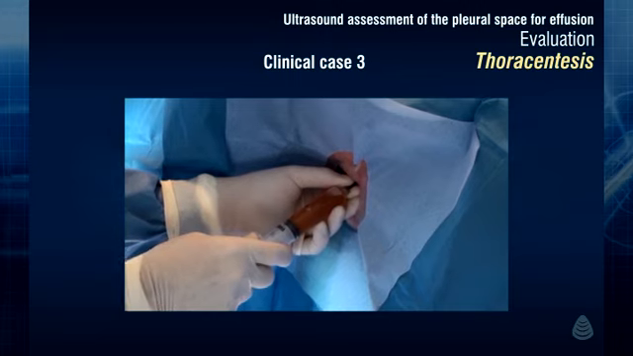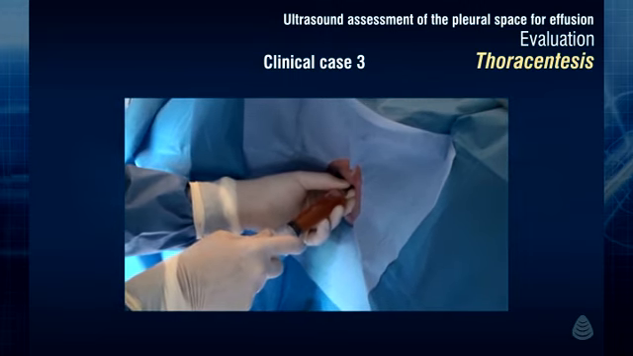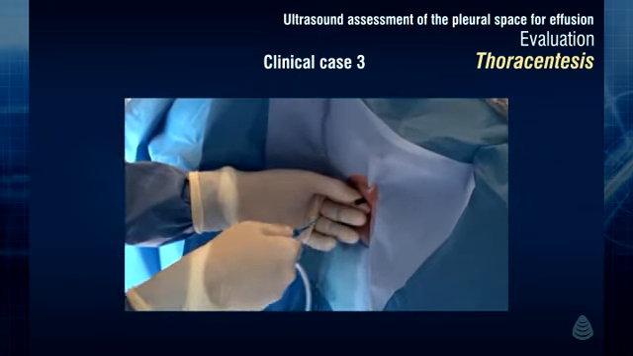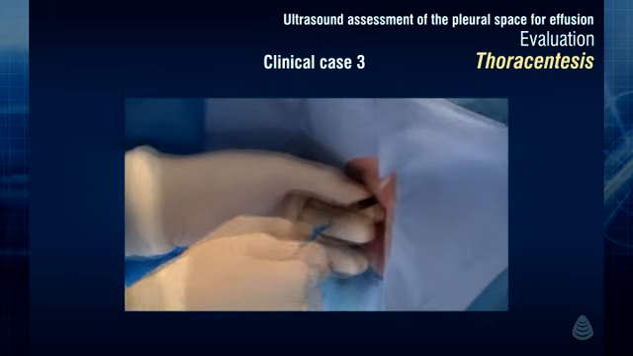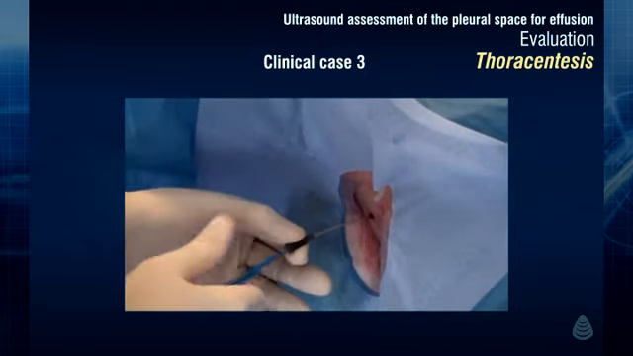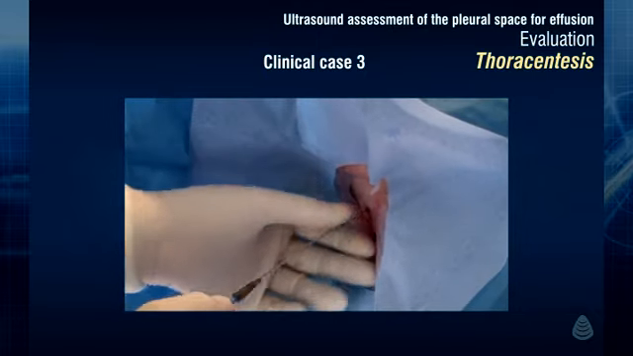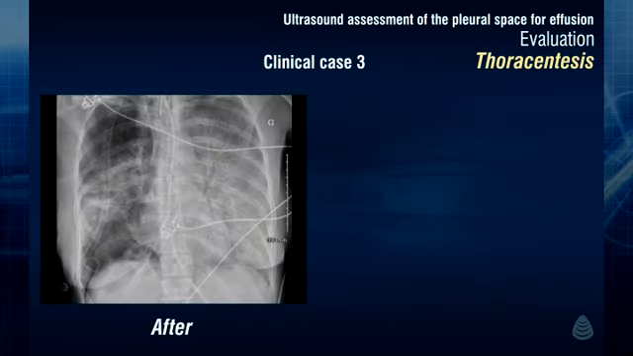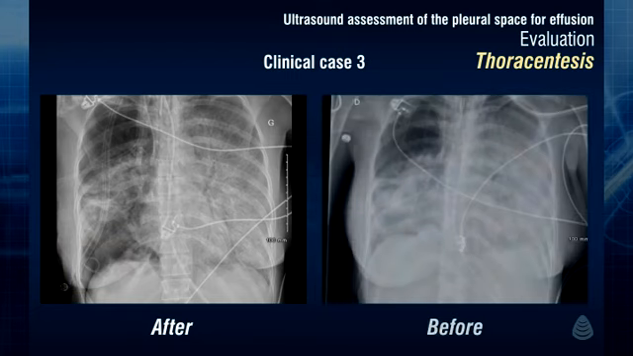In this case, it was decided to convert what was supposed to be just a diagnostic tap into a pigtail catheter insertion. So a guide wire was inserted and then the rest of the pigtail catheter insertion was performed along what was previously demonstrated in the first two clinical cases. We can here see the pigtail catheter positioned in the right lower pleural space. Comparing the chest X-ray post-procedure to the one done before the procedure allows us to confirm a very good drainage of the pleural effusion.